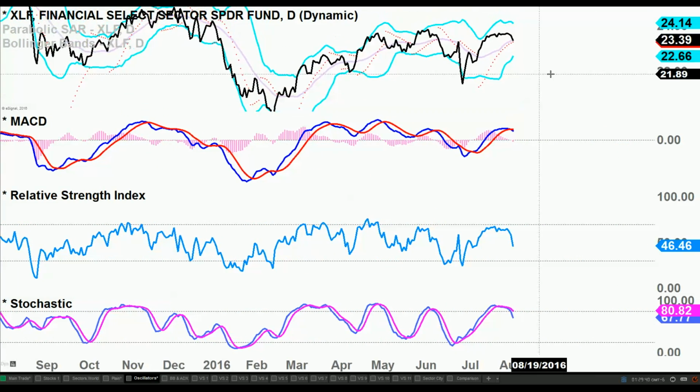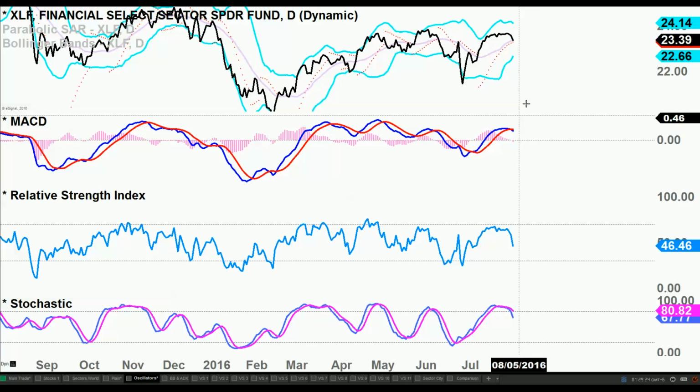You can see the Bollinger Bands start to squeeze a little bit here, and the price action is back at that middle line of the Bollinger Bands. The question is, are we going to break through that middle line, or are we going to find support to the upside? We'll have to see how it plays out in the next couple of days.